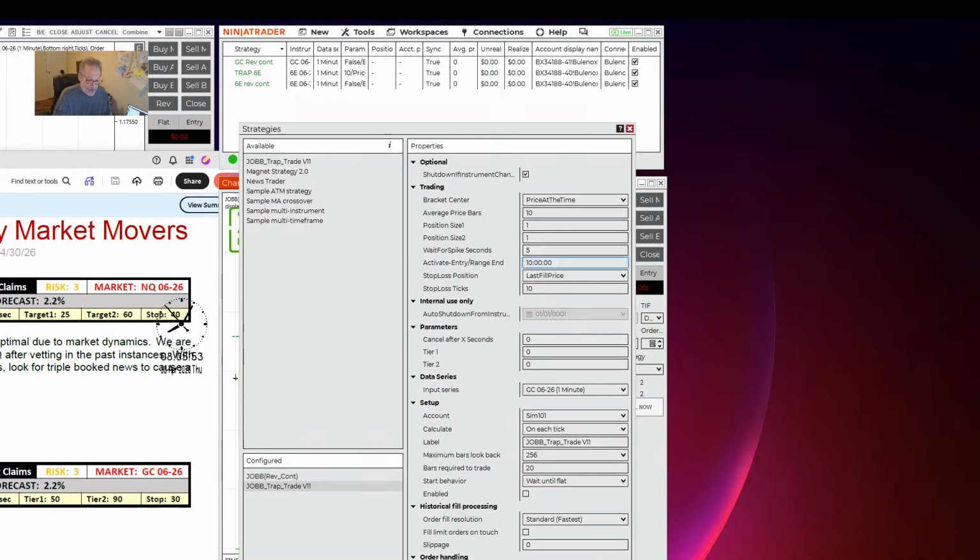We're going to trigger and put our orders, trigger our entry at 8:29:55. It's an 8:30 event. Our stop is 30. Tier 1 is 50. Tier 2 is 90. We can get this kind of big movement in gold on this report. It may not fill. We might not get a big move at all.